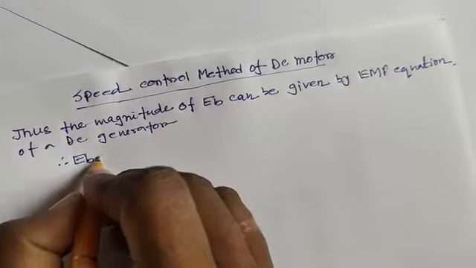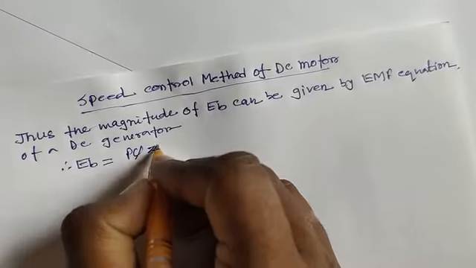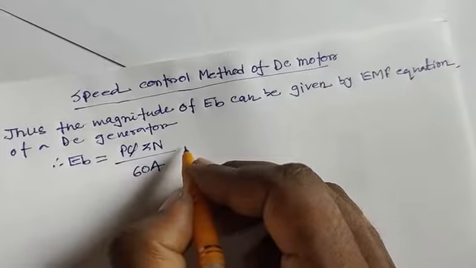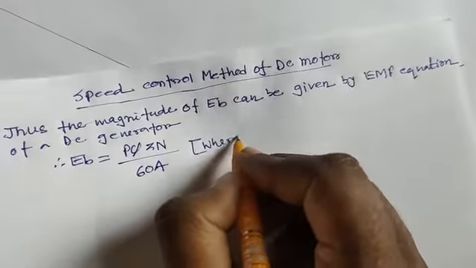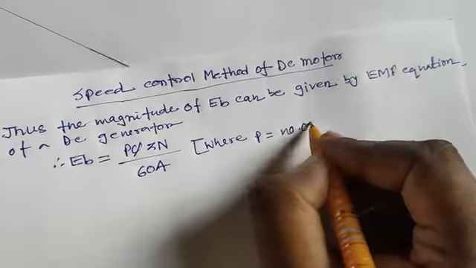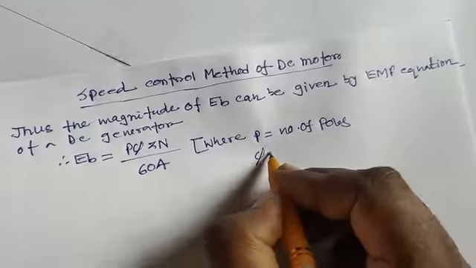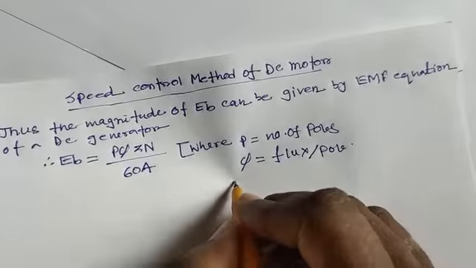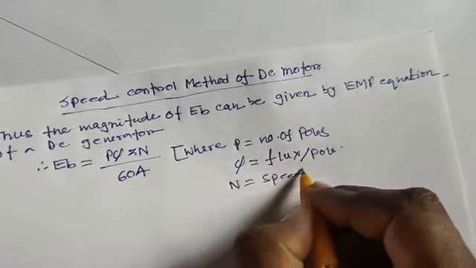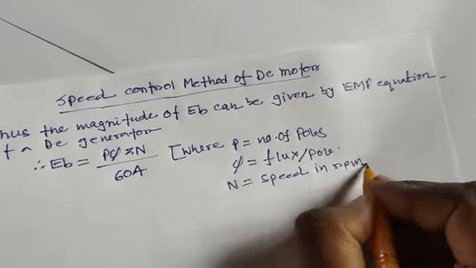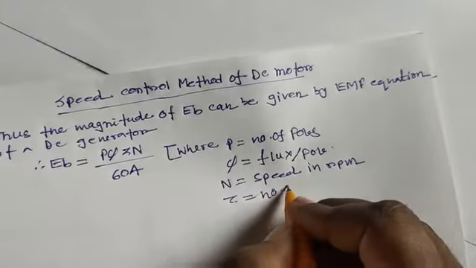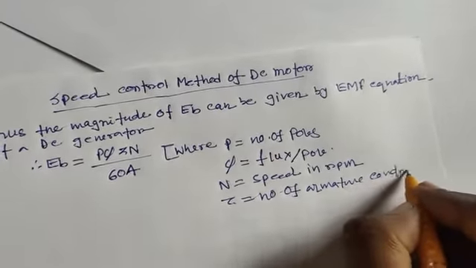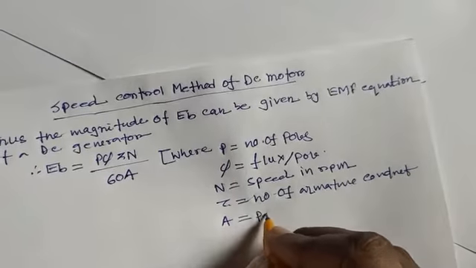EB is equal to P phi Z N by 60A, where P is equal to number of poles, phi is equal to flux per pole, N is equal to speed in RPM, Z is equal to number of armature conductors, A is equal to parallel paths.